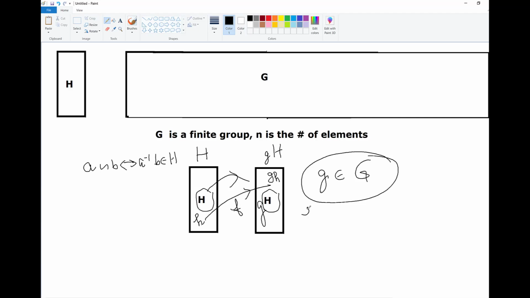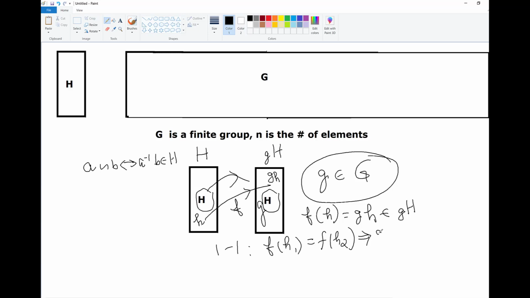So what our f is, for any little h in capital H, we are taking it to gh in the coset gH. So what we want to show is that this is 1-1 and onto. So for 1-1, what we have to show is that if f(h1) equals f(h2), then h1 and h2 are the same. So what does this mean?